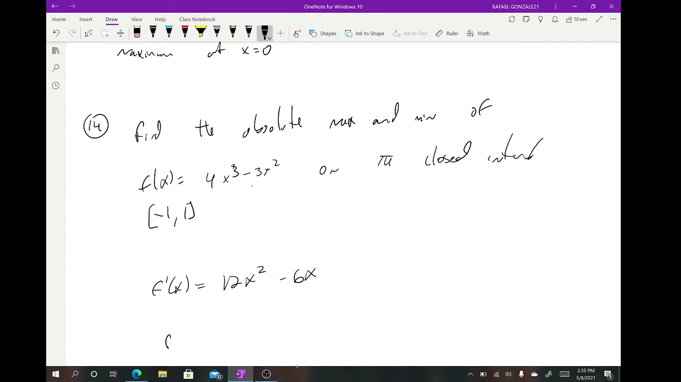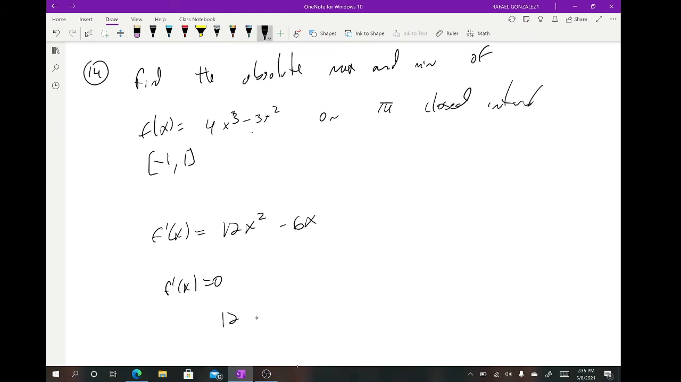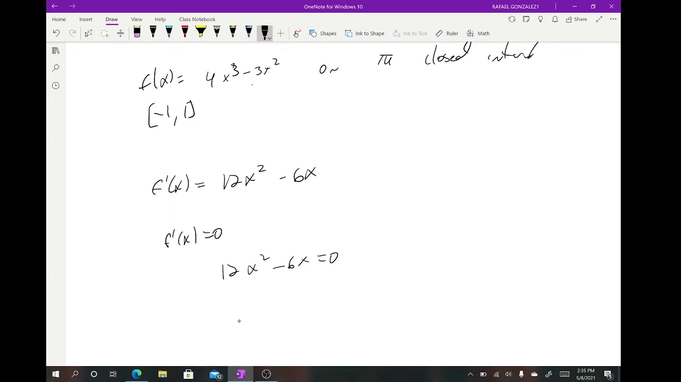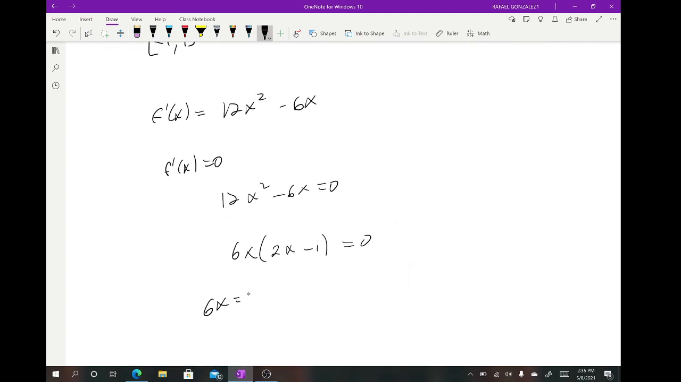And then we will figure out when f prime of x is equal to 0 to find the critical values. So when is 12x squared minus 6x equal to 0? Then we will factor out a 6x from here. So we have 6x times 2x minus 1 equal to 0. So 6x is equal to 0 when x is equal to 0, and 2x minus 1 is equal to 0 when x is equal to 1/2. You move the 1 over and then divide by 2, so we get 1/2. So these are our critical values.